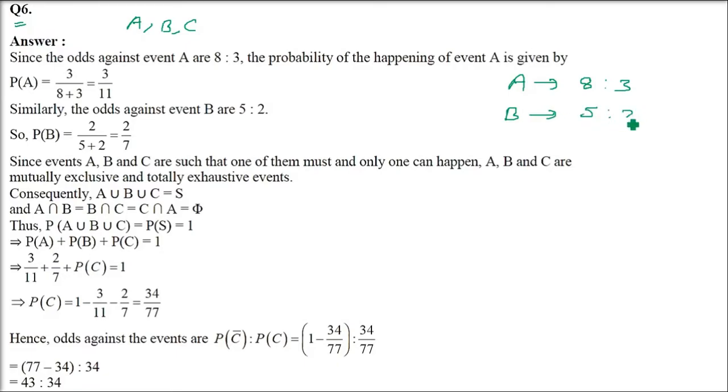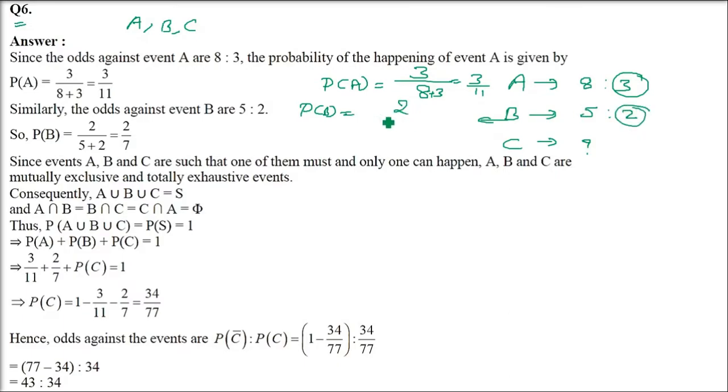Odds against B is 5 to 2. So we have to find the odds against C. As I told you in the theory, whenever we are given the odds against, the probability can be found by taking 3 divided by 8 plus 3, that is 3 by 11. Same here, odds against: PB is 2 divided by 5 plus 2, that is 2 by 7. So these are the 2 probabilities which we found.